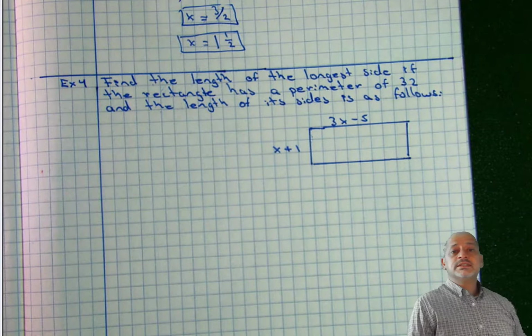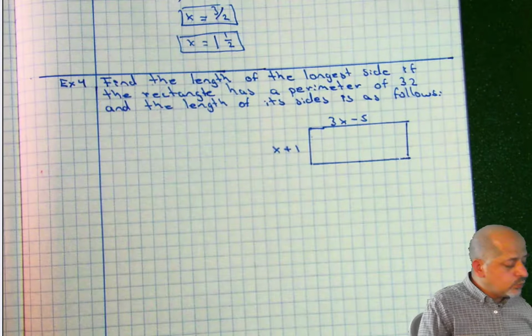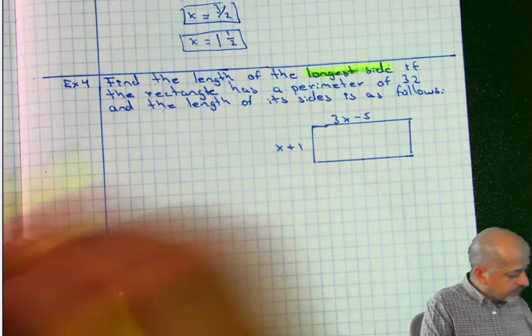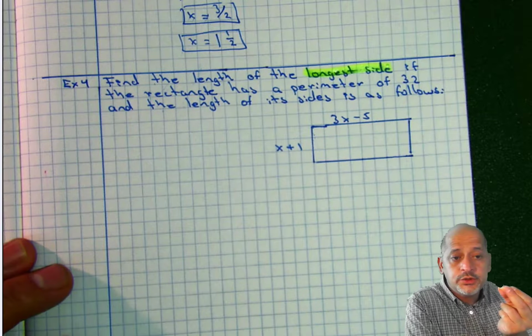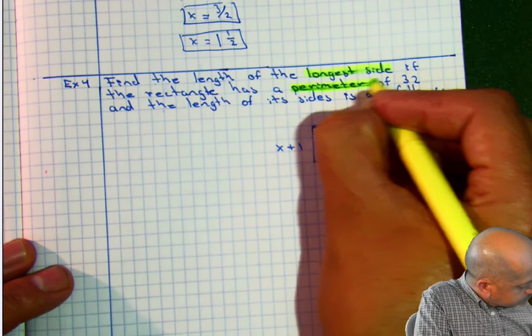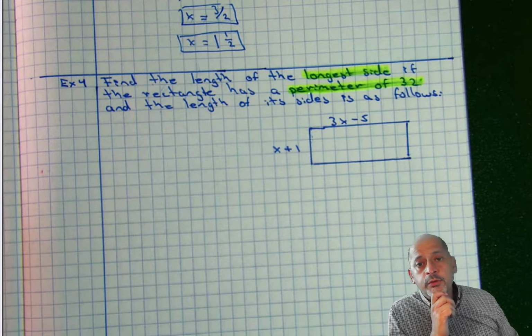So what are we looking for? Something that you need to keep in mind is what we're looking for. We need to find the length of the longest side. But they also tell you, and use your highlighter, that the perimeter is 32. So therefore, perimeter. Do you guys remember your formula for the perimeter?